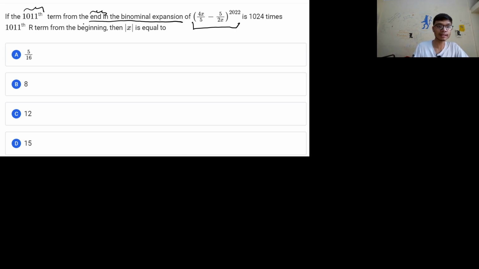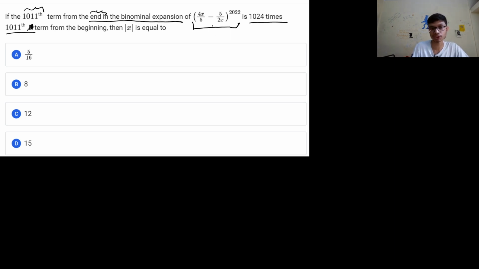Okay, so it is saying that the 1011th term from the end of this particular binomial expansion is 1024 times the 1011th term from the beginning. Okay, ये r गलती से print हो गया. So it is talking about the 1011th term from the beginning is equal to 1024 times the 1011th term from the end of this particular binomial expansion.